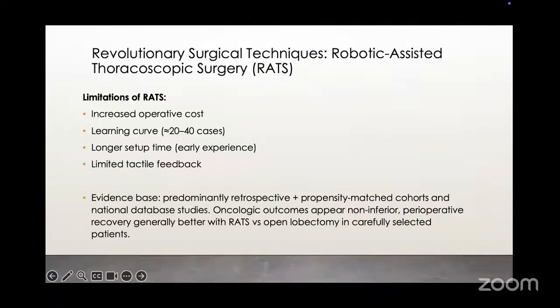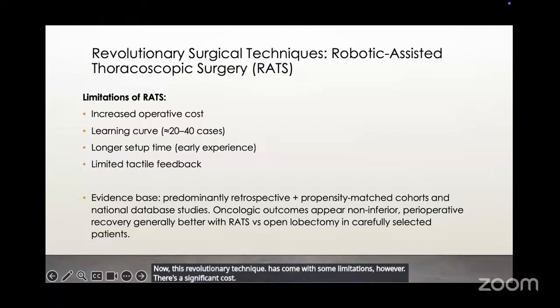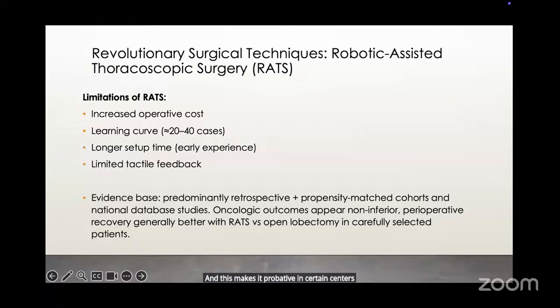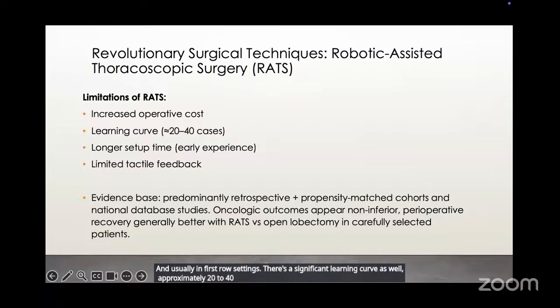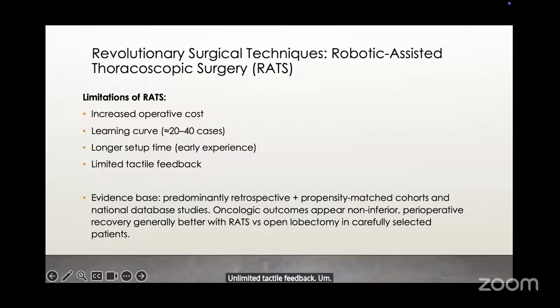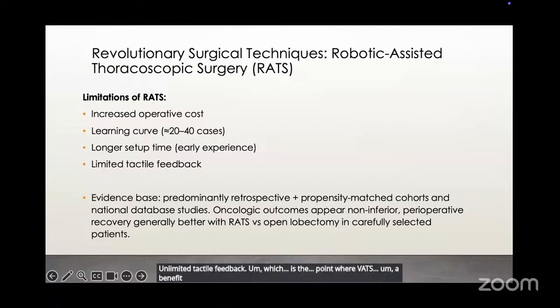Now, this revolutionary technique has come with some limitations, however. There's a significant cost, and this makes it prohibitive in certain centers. It's usually only seen at high volume specialized centers and usually in first world settings. There's a significant learning curve as well, approximately 20 to 40 cases, with a longer setup time and limited tactile feedback, which is the point where VATS takes a benefit, where the surgeon can still have some tactile feedback while performing the surgeries.